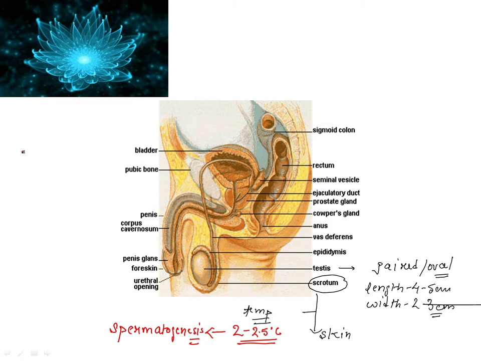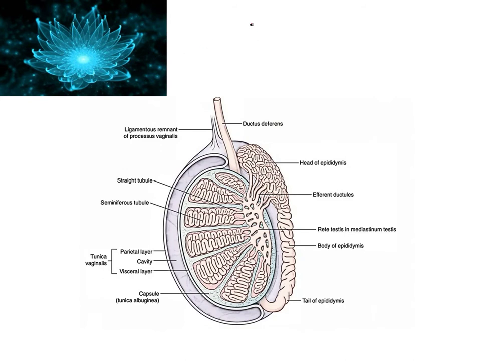Now each testis is made up of testicular lobules, which are nothing but compartments. About 250 compartments are there, and each lobule has 1 to 3 coiled tube-like structures called seminiferous tubules. You can see here the coiled seminiferous tubules. The testis has a dense covering of tunica albuginea, and outside the tunica albuginea, the tunica vaginalis is present. Tunica albuginea is made up of fibrous tissue, which makes the fibrous covering.